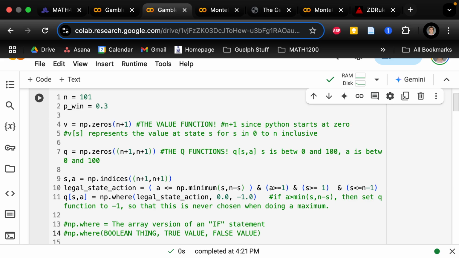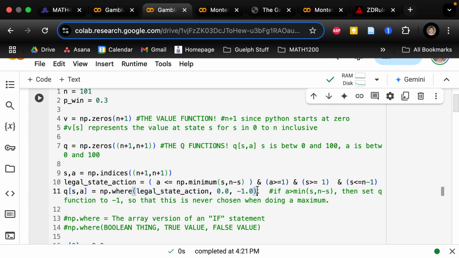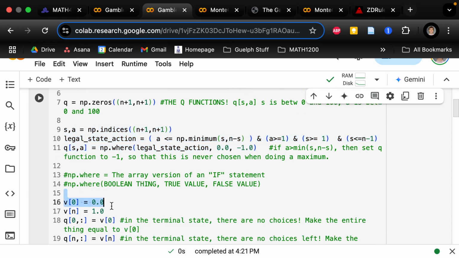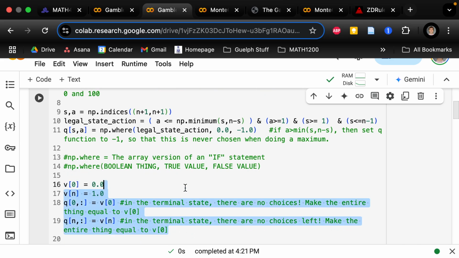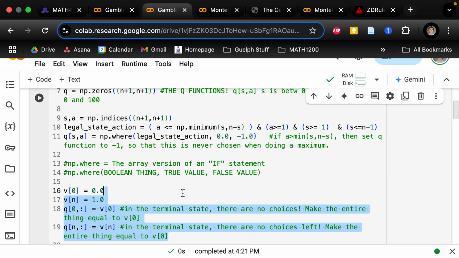So if you try to do an illegal thing in this game, then instead of getting a reward between 0 and 1, you get a reward of -1. And by doing that, it makes sure that whenever I'm doing the maximum of this thing, I never ever accidentally pick an illegal action. So I think this is the trickiest part of this whole setup with arrays. Okay, the rest of it is pretty similar. You got V of 0 and V of N. I also set Q to the right things at the terminal states. So there we go. Any questions about the setup so far?